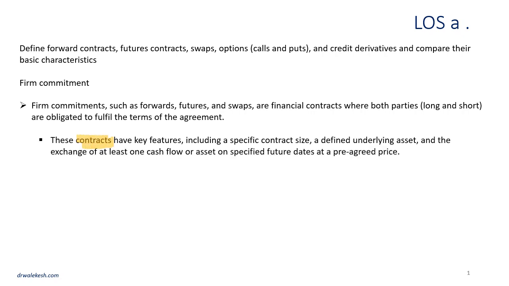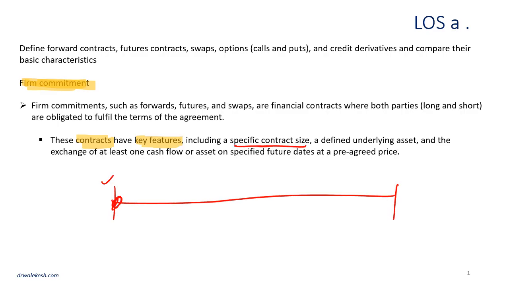These contracts, that is a contract relating to firm commitment, have key features. At the initiation of the contract, specific contract size will have to be determined. The underlying asset will have to be defined at the initiation of the contract. Also, the exchange of at least one cash flow or asset on specific future dates at a pre-agreed price will also have to be determined.